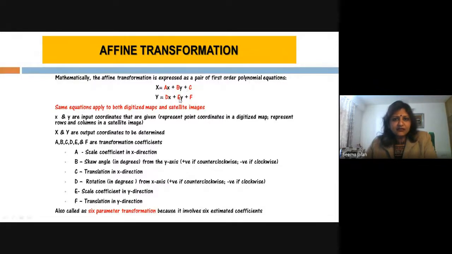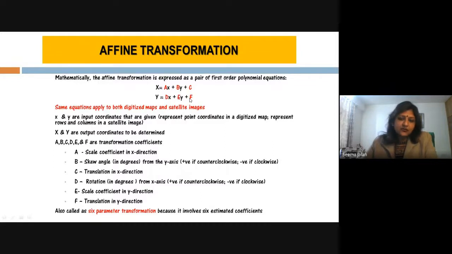Then by solving these equations, you can get, for that particular point, the output y coordinate, which is the map coordinate. So I hope this is clear. It is called a 6 parameter transformation because it involves 6 estimated coefficients.